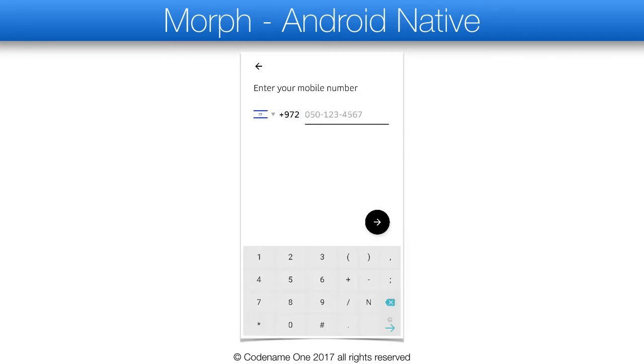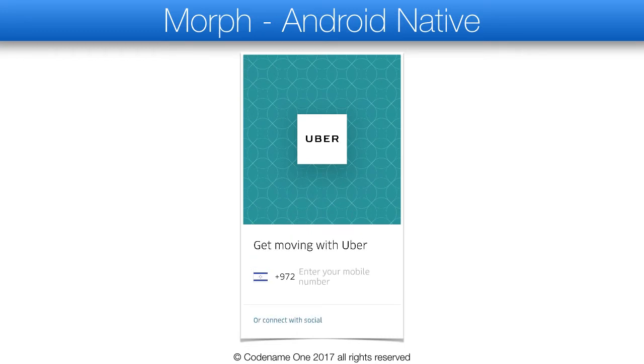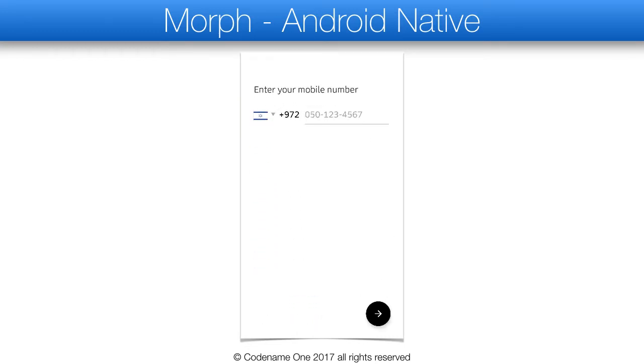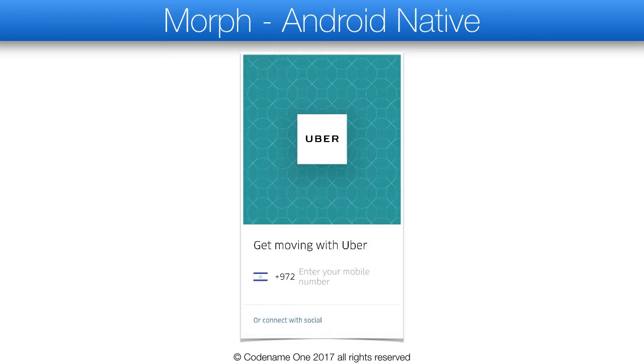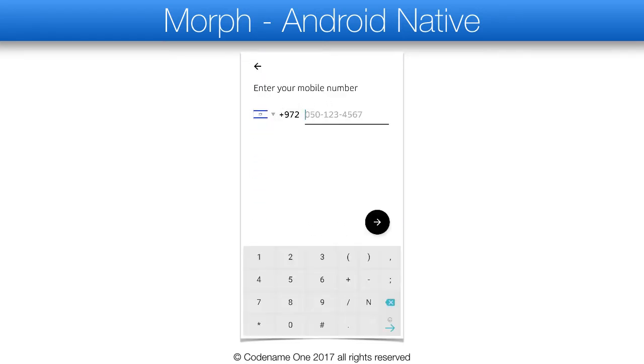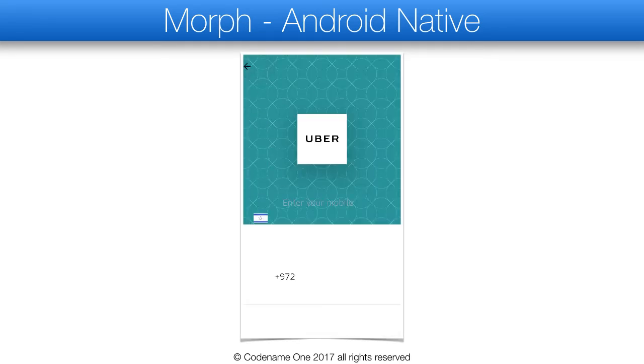As you can see, the enter your mobile number and flag elements animate to the place in the next form, while other elements fade in and out respectively. This transition repeats itself in reverse when we press back.